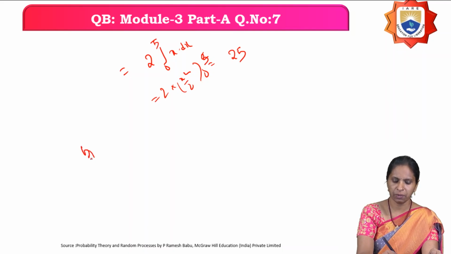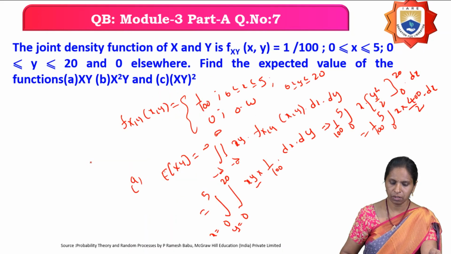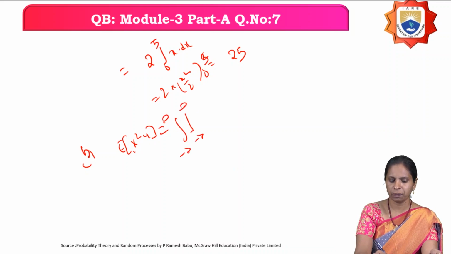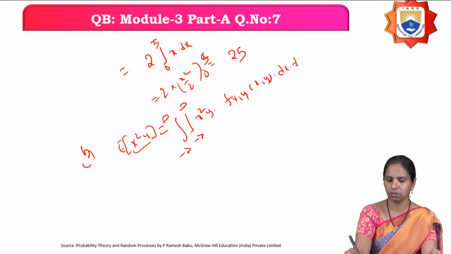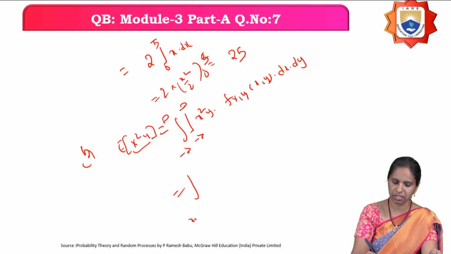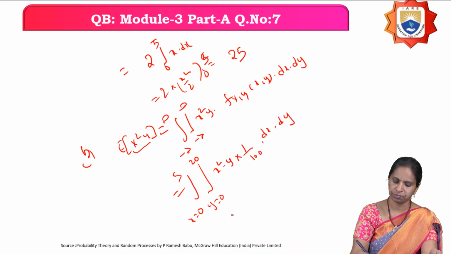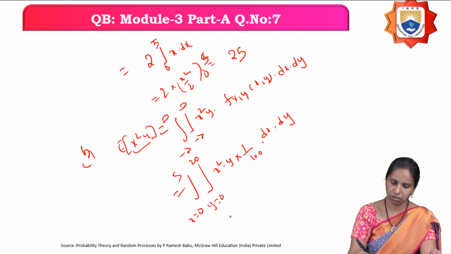That equals 25. And similarly, what is the second bit? You have to calculate expectation of X squared Y. In the similar manner you can calculate here: the double integral from minus infinity to infinity. In place of x and y, you now have x square into y, so x square into y into f_XY(x, y) dx dy. Now the limits of x are from 0 to 5 and y from 0 to 20. So x square into y into the density function 1 by 100, dx dy.